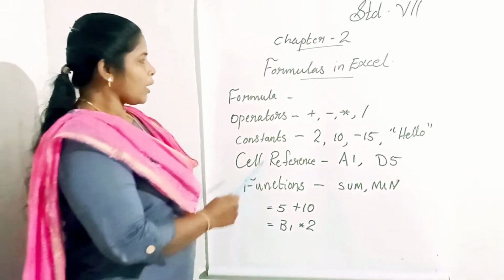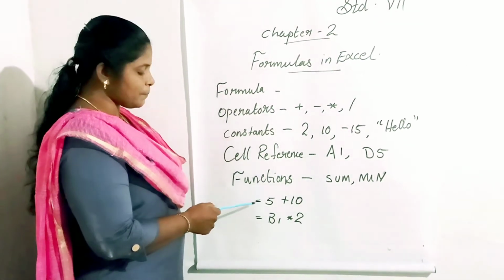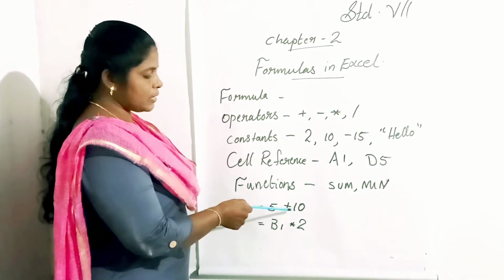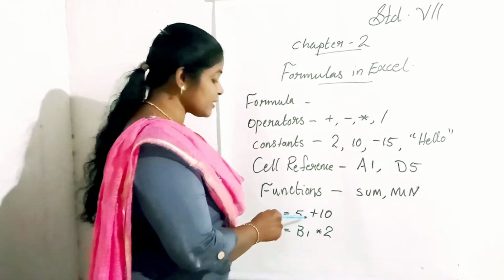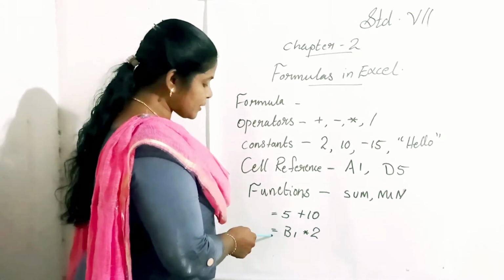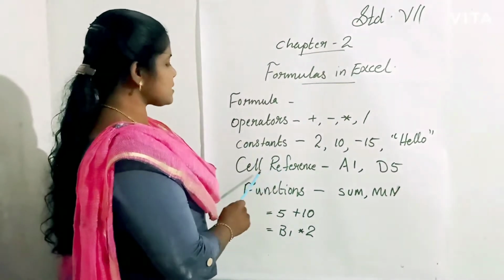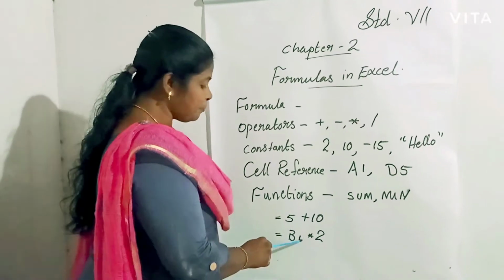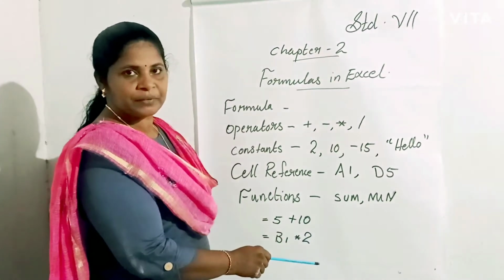For example, when you add, the first formula starts with an equal symbol. Write equal, then write 5 plus 10 and click on the enter key. What happens? We get the result in that cell. What is the answer? 15. That is the formula. For the next one, after the equal sign, we write the cell reference B1. B1 means the data present in the B1 cell is multiplied by 2. Okay, is it clear?